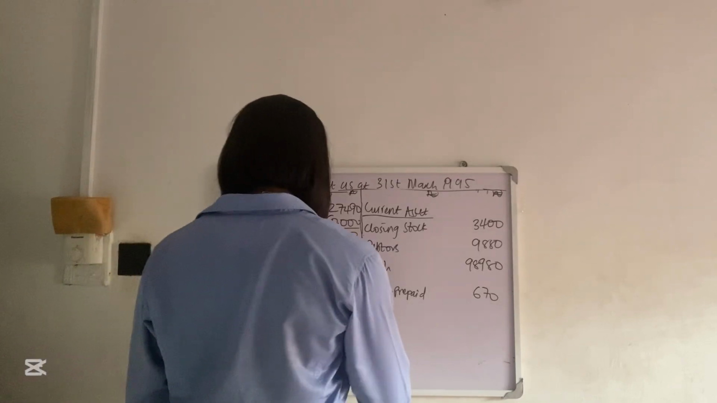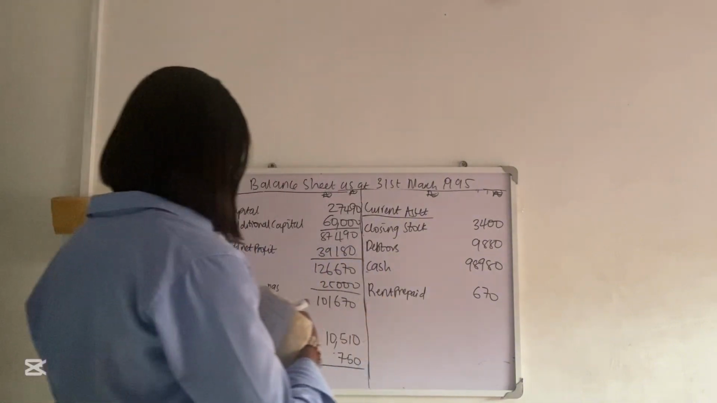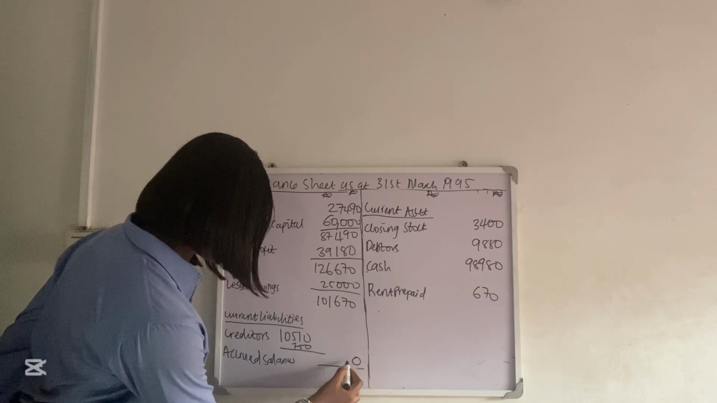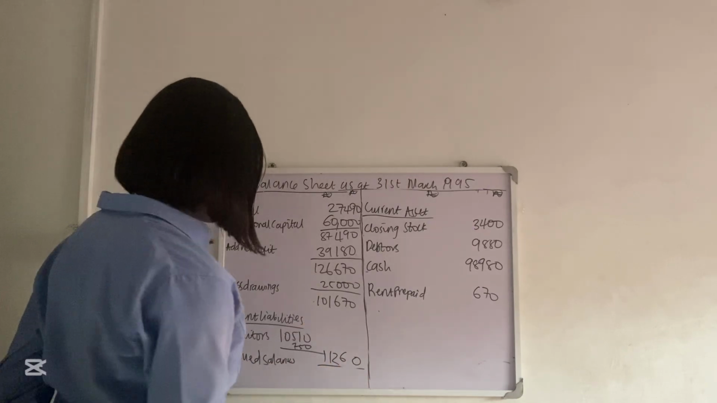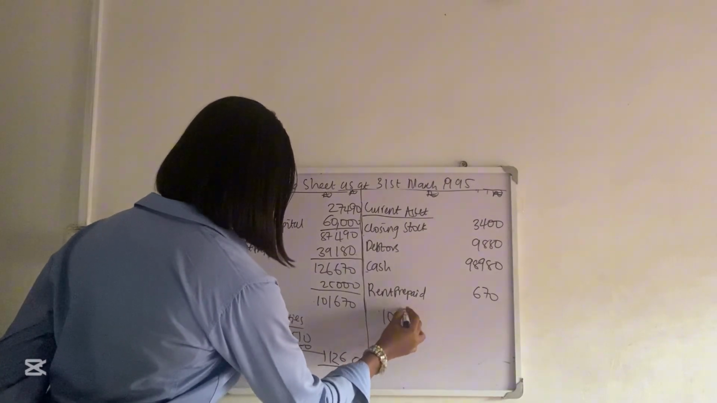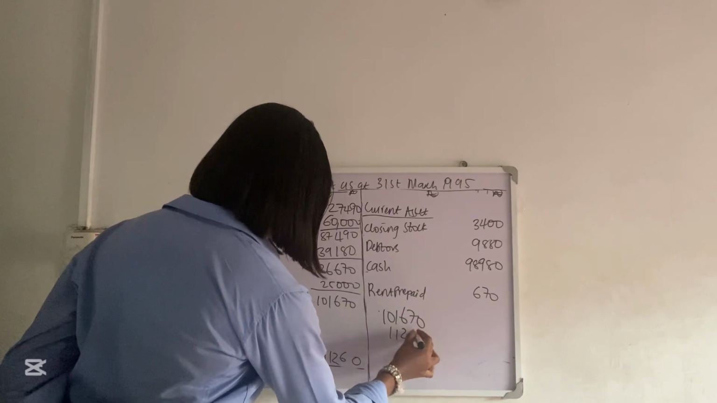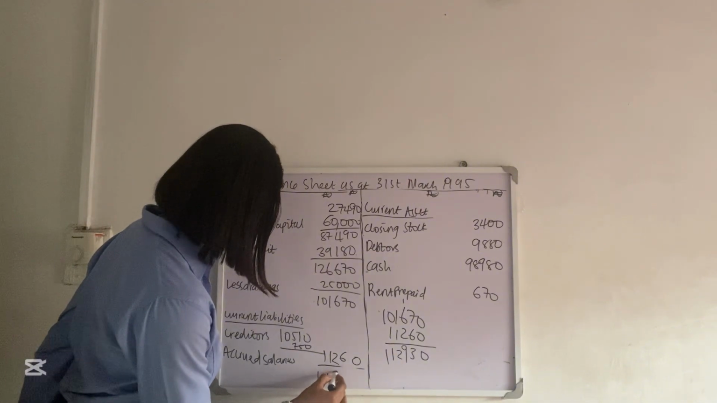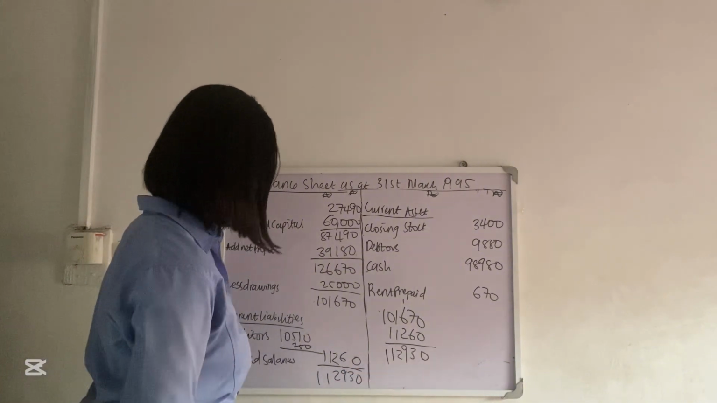You have to make sure they all balance. This side must be equal to this side. So when you add these two together, you get 11,260. Now we can add it easily to this. 101,670 plus 11,260, so this side we have 112,930. Let's see if we'll get the same thing here.